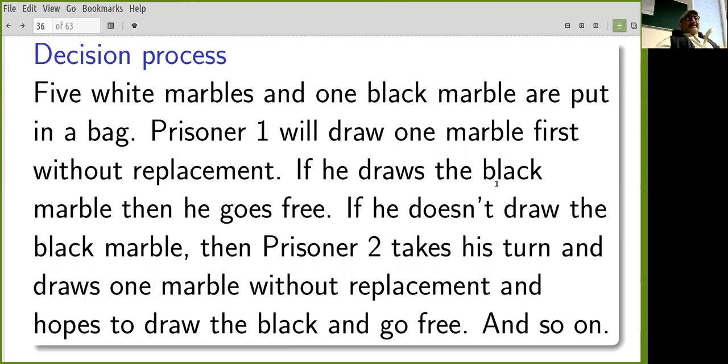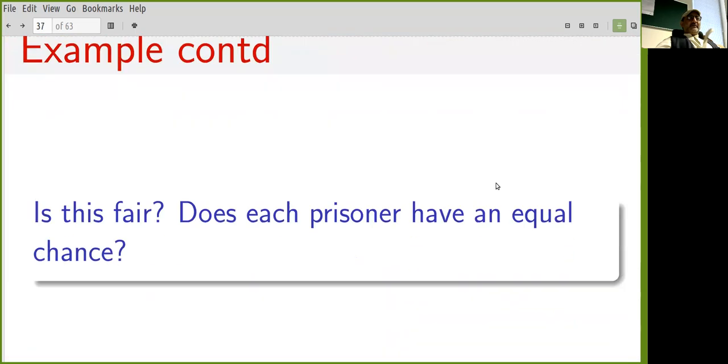Now, in order for this to be fair, each prisoner has to have the same probability of being released. Each prisoner has to have the same probability of drawing the black marble. Okay? So to decide if the process is fair, we need to work out the probability. What probability is it that each prisoner is released?